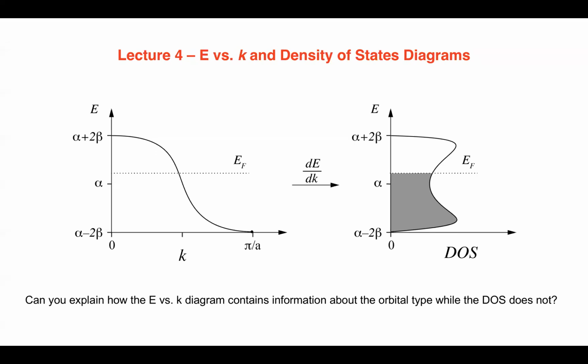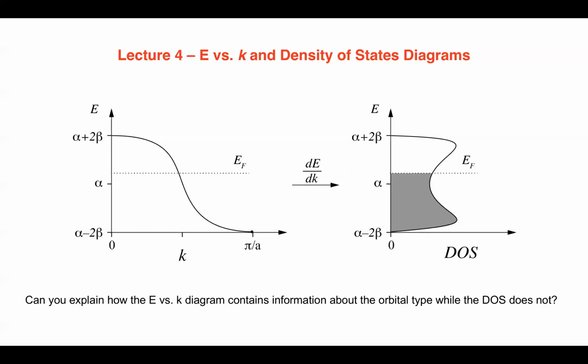Okay, so E versus K diagrams are powerful. Knowing about the symmetry of the orbital, knowing about its wavelength, tells you about the electron's properties in a way that a density of states diagram really doesn't. And so most physicists show both, but the E versus K contains a lot more information, although sometimes harder to look at.